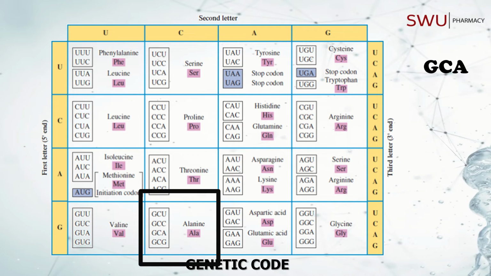Notice also that some codons are special. AUG is the start codon, which initiates translation by coding for methionine, and these three are stop codons. These are those that terminate the translation.